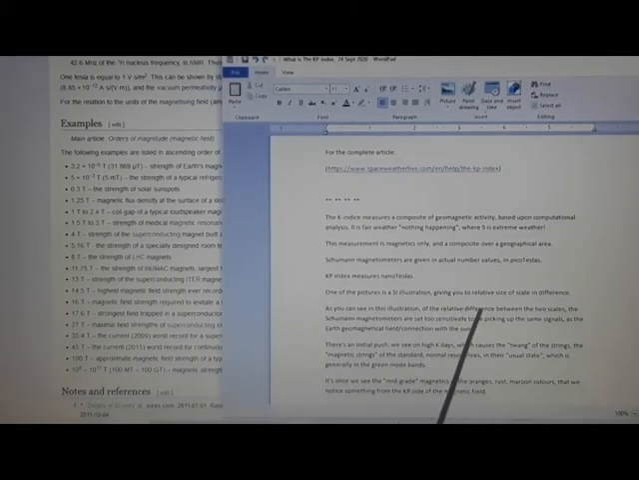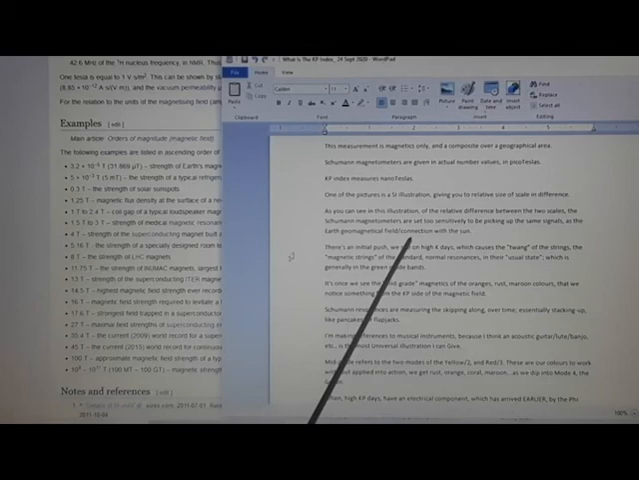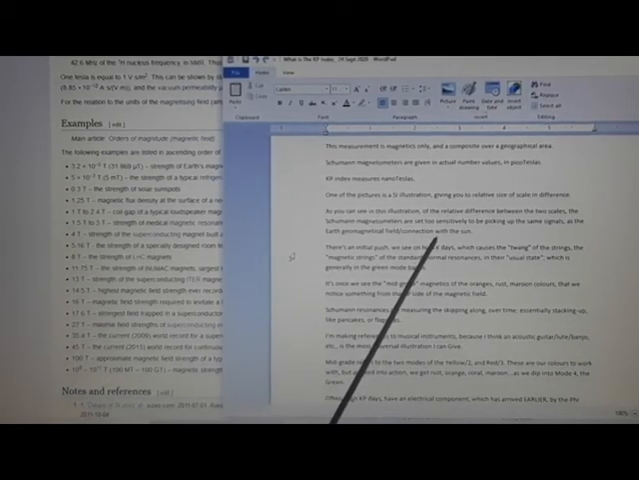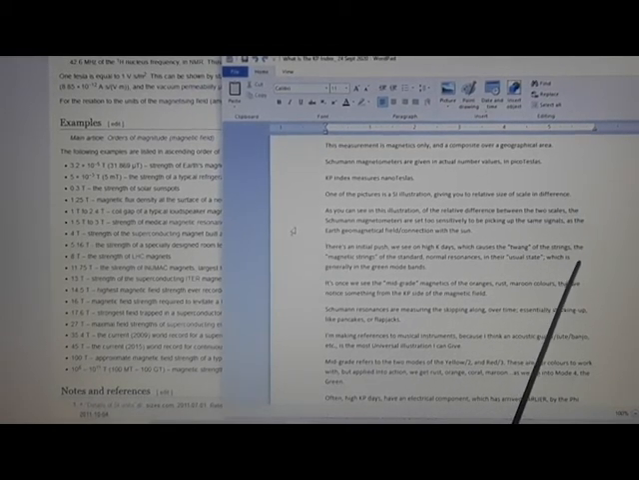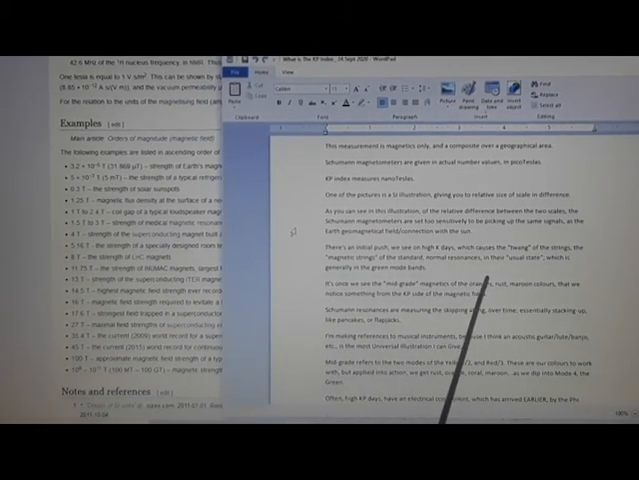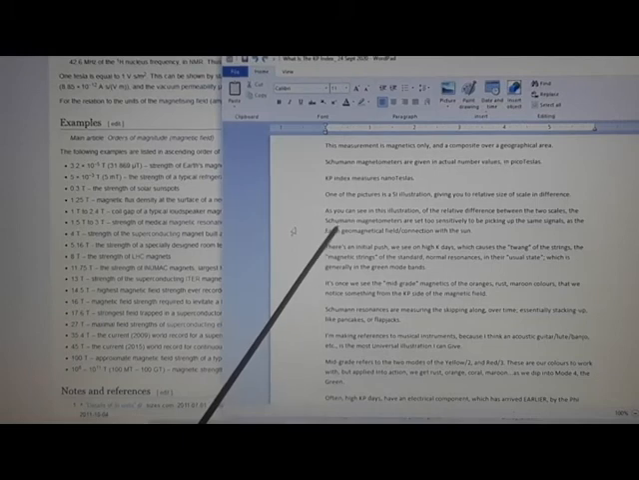As you can see in the illustration, the relative difference between the two scales, the Schumann magnetometers are set too sensitively to be picking up the same signals as the Earth's geomagnetic field connection with the sun. There's an initial push that we see in the high K days, like where it starts getting into the red, which causes the twang of the strings, the magnetic strings of the standard normal resonances in their usual state, which is generally the green mode. So the normal Schumann resonances would be just normally green. But when you see the orange and the mid-grade, the rust color, okay, that's where it's grabbed it.